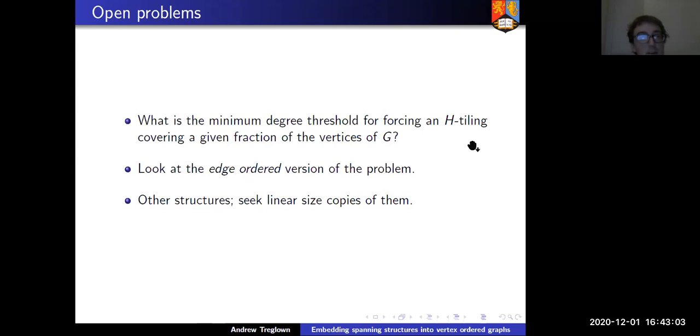I haven't given any thought essentially to random structures. But yeah, that's a natural thing to ask.